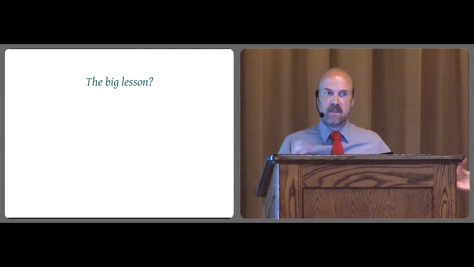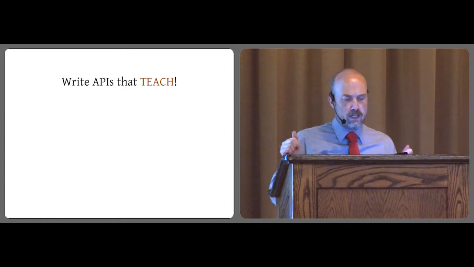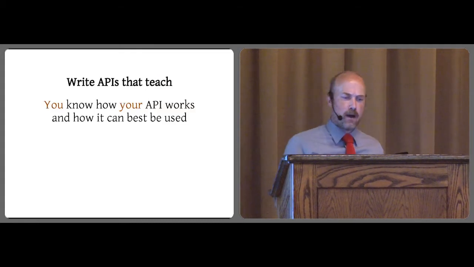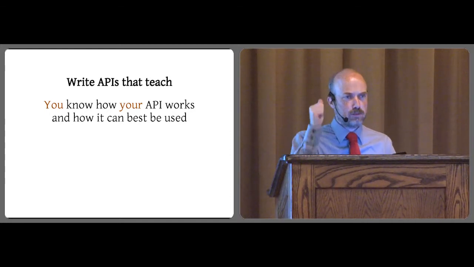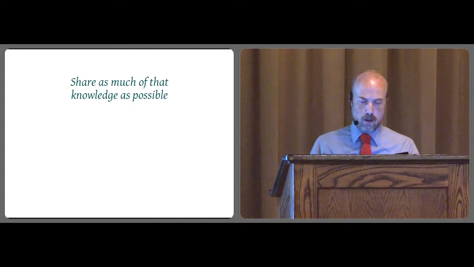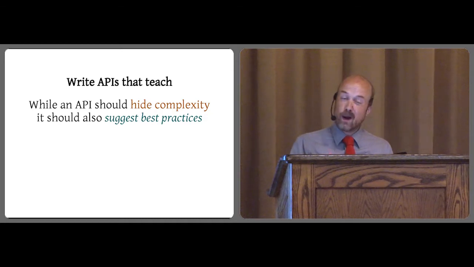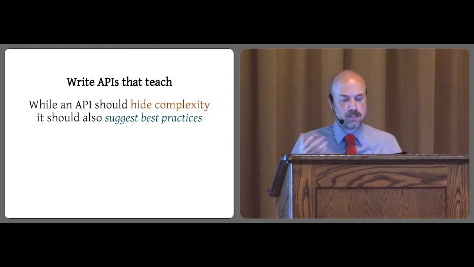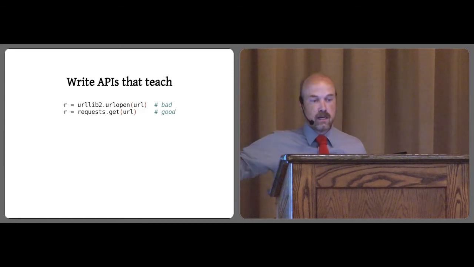What's the big lesson that all of these observations moved me towards? I have come to believe that we should write APIs that teach. You know how your API works and how it can best be used, but your API needs to teach people about how it should best be used. Share as much of your knowledge about the problem domain as possible. Write APIs that teach. While an API should, the whole point is to hide complexity, it should also by its structure suggest best practices.